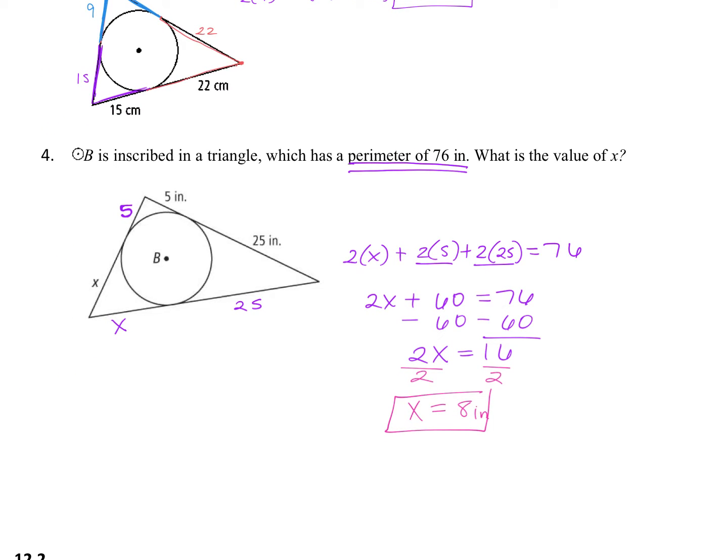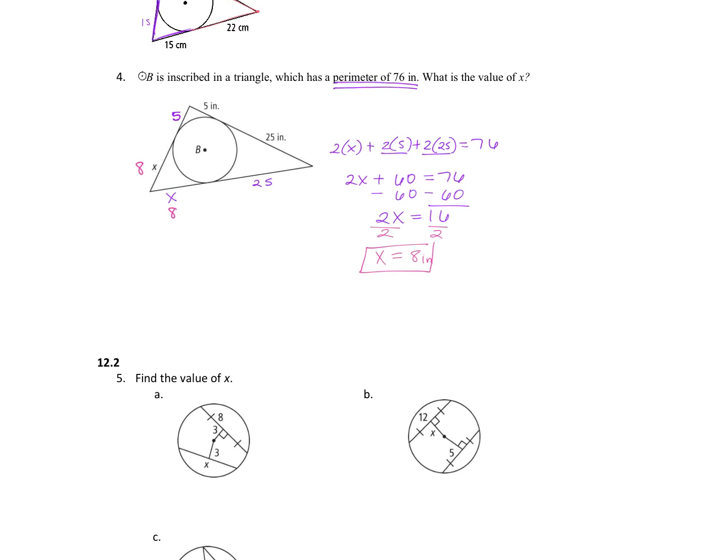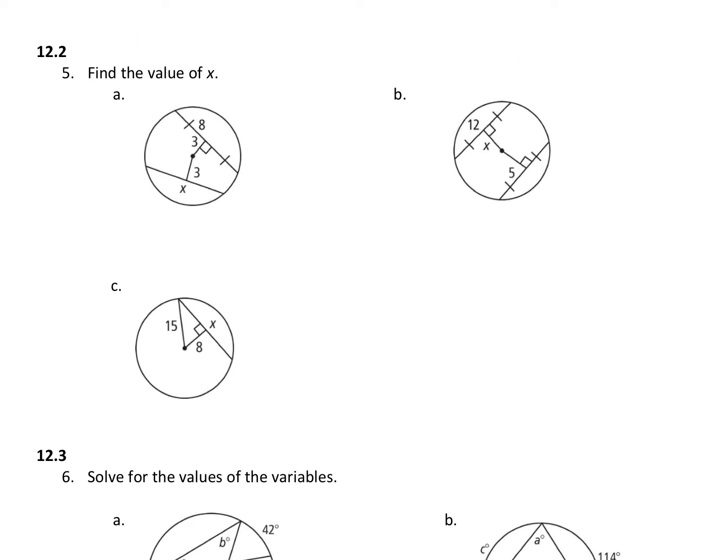Okay, and you can always double check that if you want. If you put an 8 here and an 8 here and added them all up, you should get 76. Okay. Questions on that? Okay, so that's 12.1. Then we jump to 12.2.